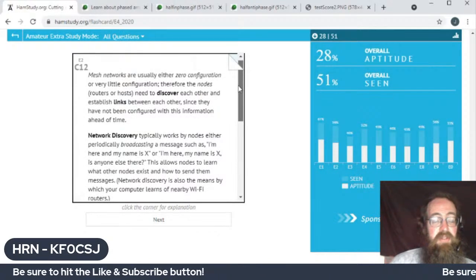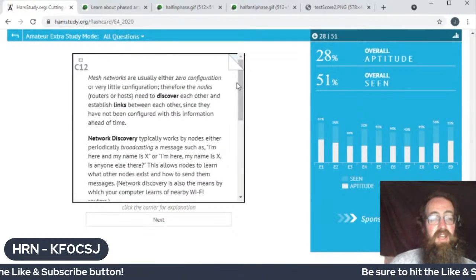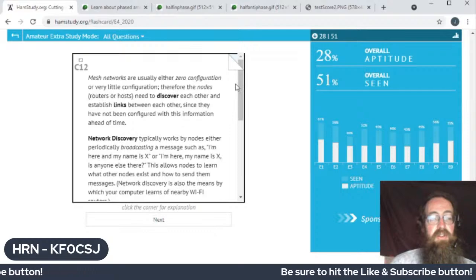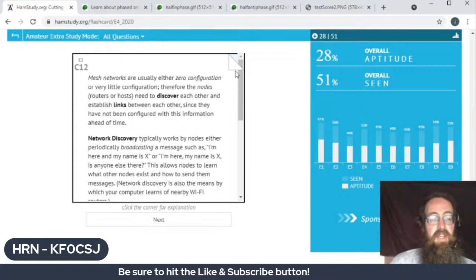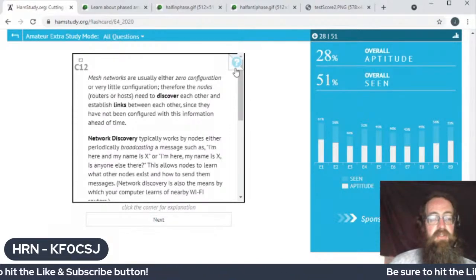So mesh networks need zero or little configuration, so they have to be able to discover each other and establish links to new nodes.